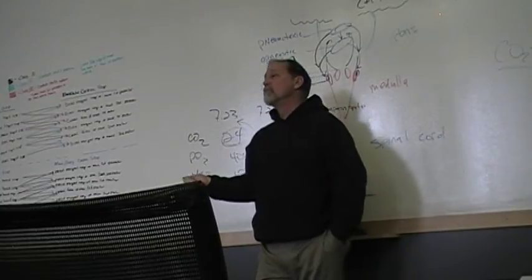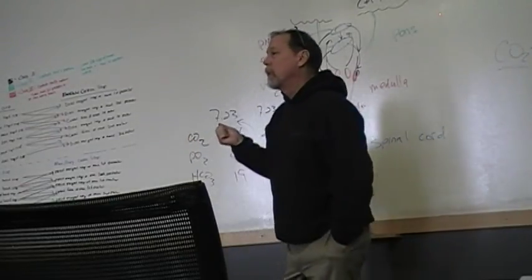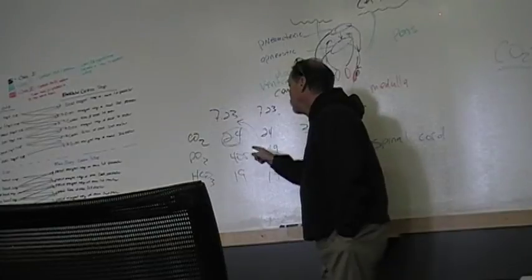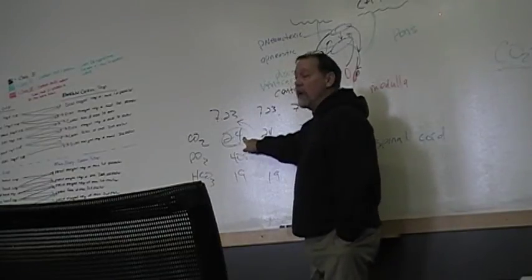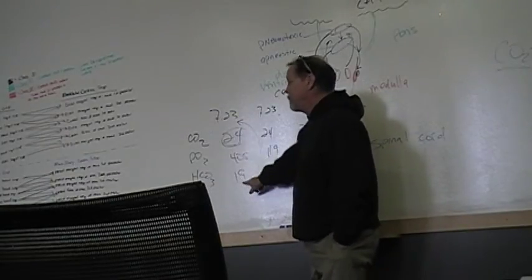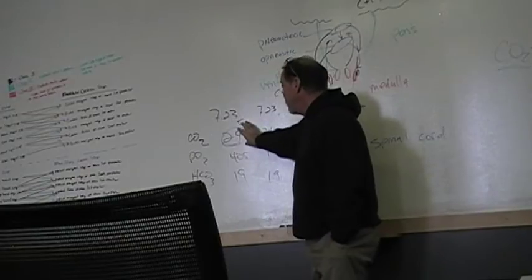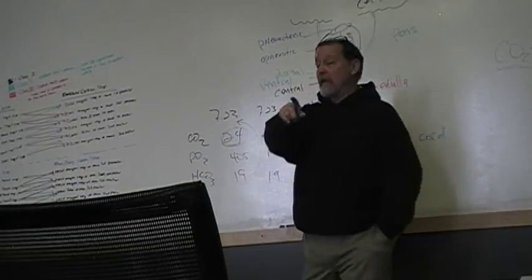I'm just saying if the pH is 7.23 and the CO2 is in normal range. Yeah, if it's normal range, then it's probably not compensating at all. Exactly. That's exactly the point.